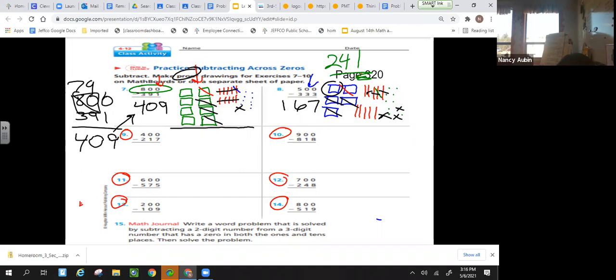We'll have to stack them. They're not zeros, but it's a good practice. And I'm not going to have time to get to that.